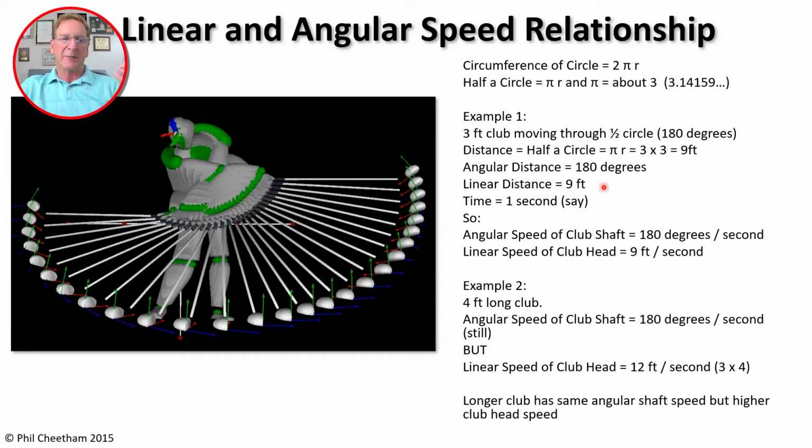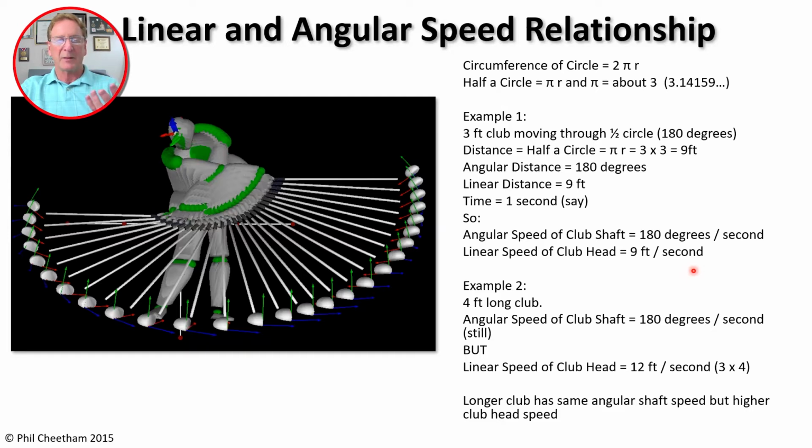So if it took 1 second, and that's pretty slow, but let's say it took 1 second to swing through that 180 degrees, that means the angular speed of the shaft, the club shaft, is 180 degrees per second, because we went through 180 degrees, the shaft did, in 1 second. Now, how far did the club head move in that 1 second? Well, it moved 9 feet. So its linear speed of the club head is 9 feet per second.